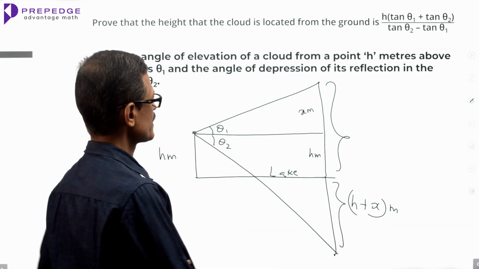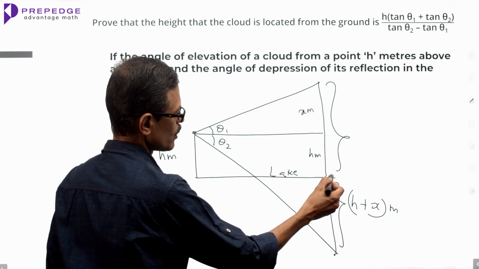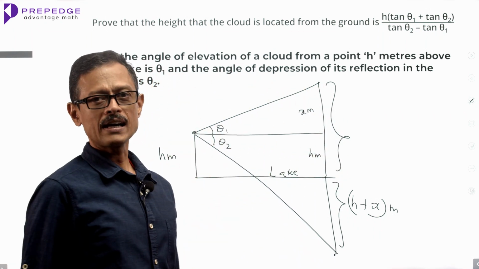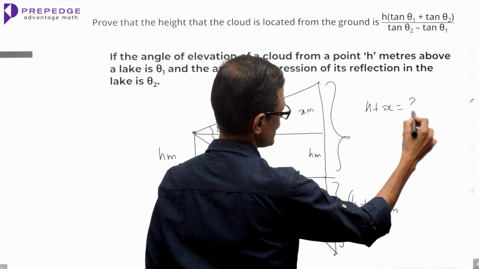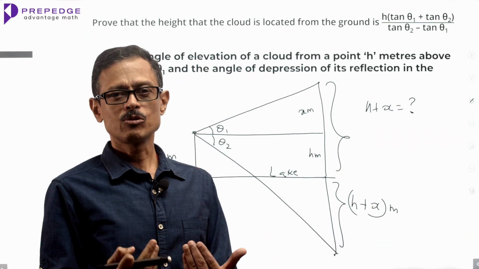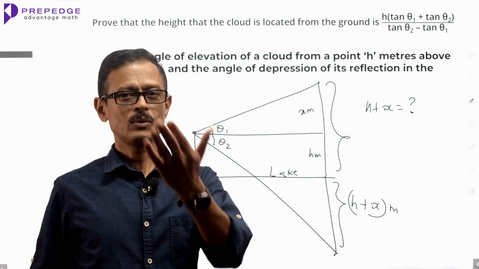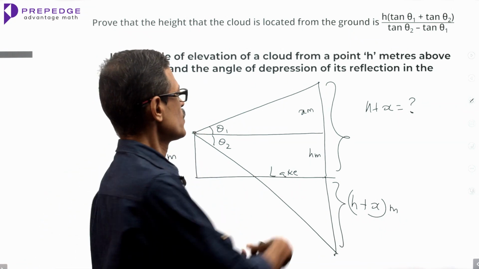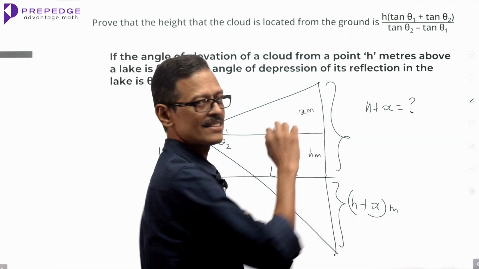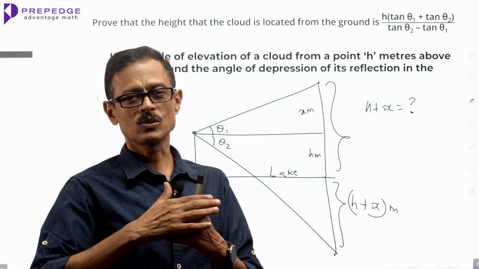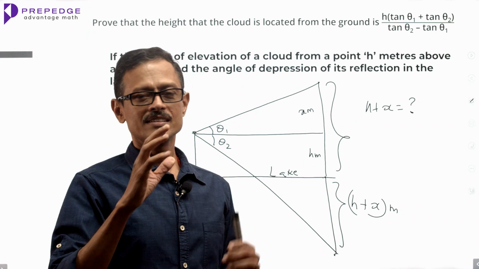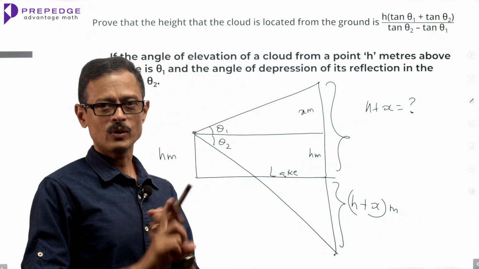What we have to find is, from this water level, from the ground level, what is the height of this cloud? h plus x is equal to how much? The entire data given is in these angles, tan theta 1, tan theta 2 and h. So we essentially have to find x in terms of h and tan theta. Once we find it, if we add one more h, the answer is done. So understanding the question is step 1.